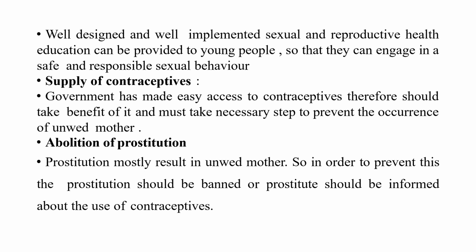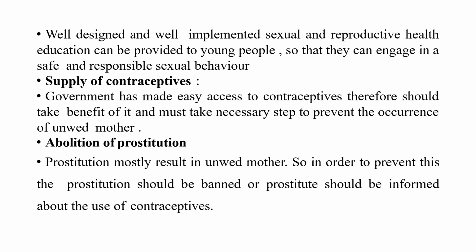And next is supply of contraceptives. Government can take initiatives to supply contraceptives in general places or at low cost, and they should be easily available everywhere. Then to a certain extent we can prevent pregnancies in unmarried mothers.